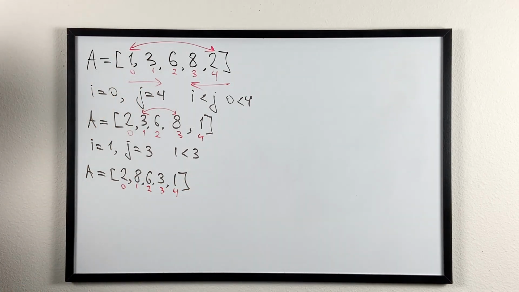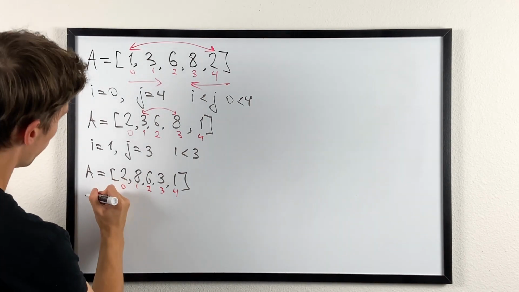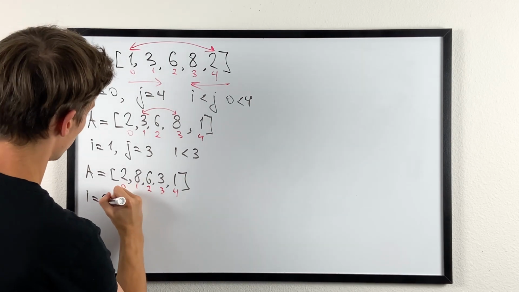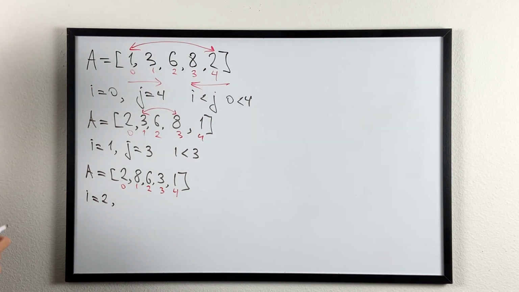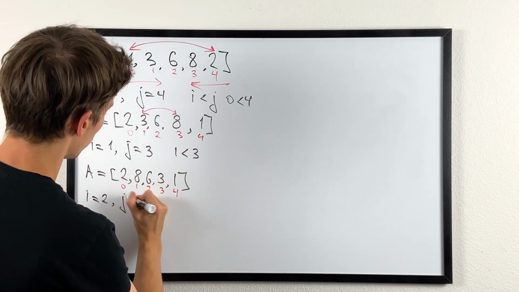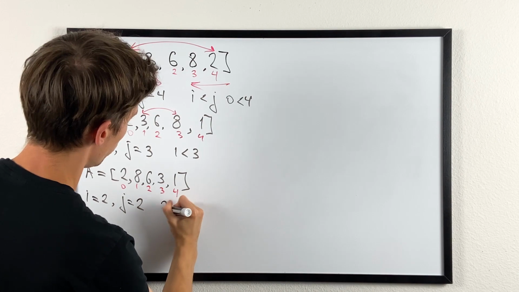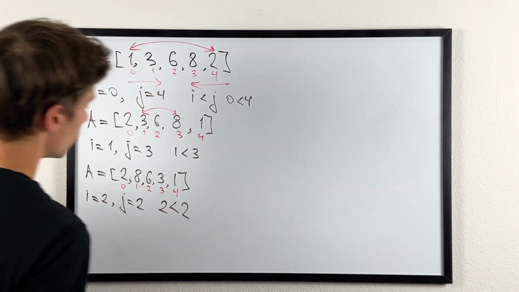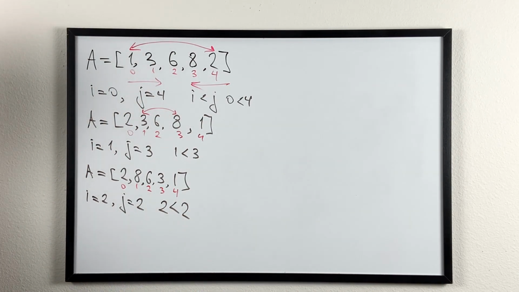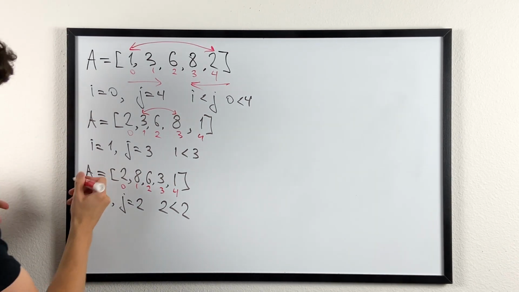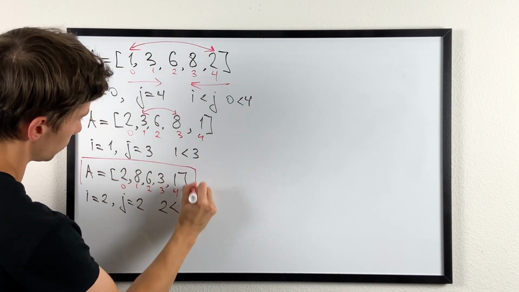Okay. Now let's move on to the next one. So we're increasing i by 1, so 1 plus 1 equals 2. And we're decreasing j by 1, so j will be equal to 3 minus 1, 2. Let's check our condition. 2 less than 2. And we can see it is actually false, because 2 equals 2. It means we stop here. And also it means that this is our answer.